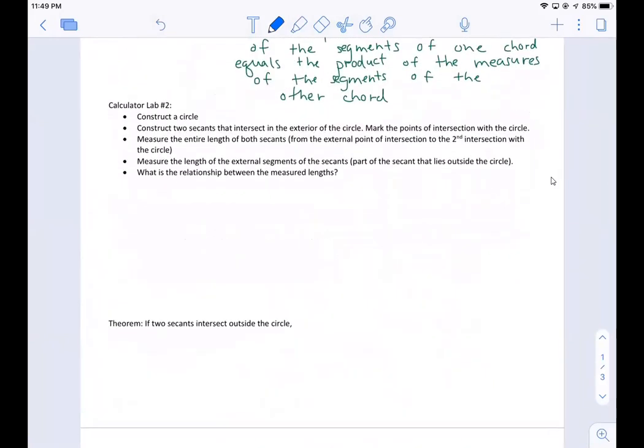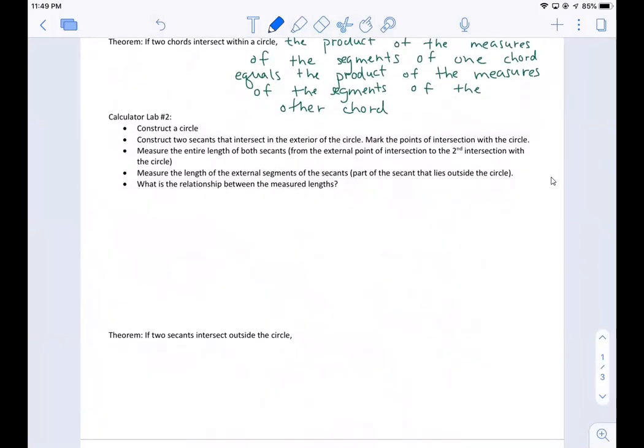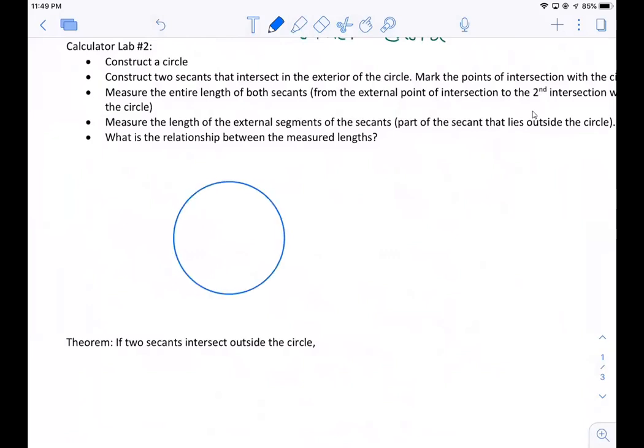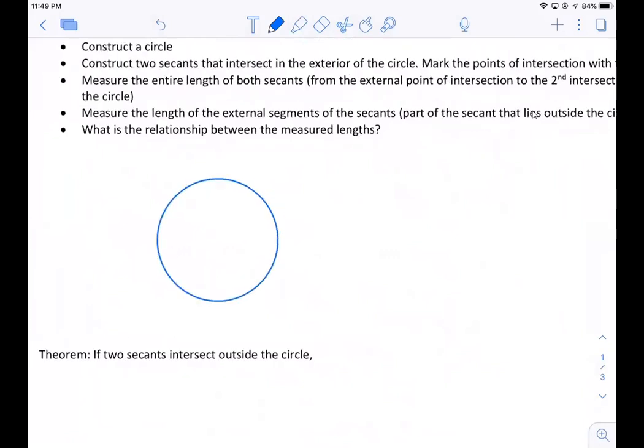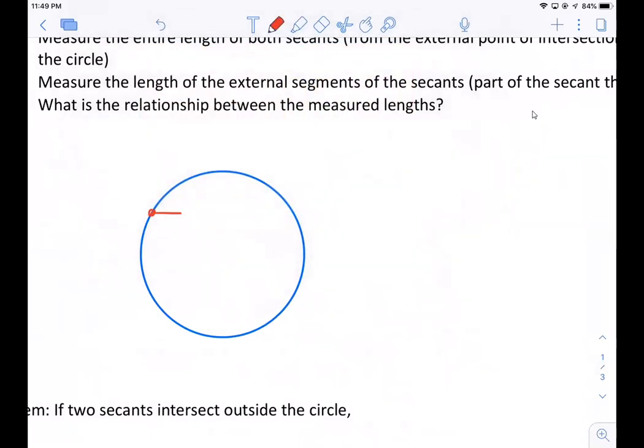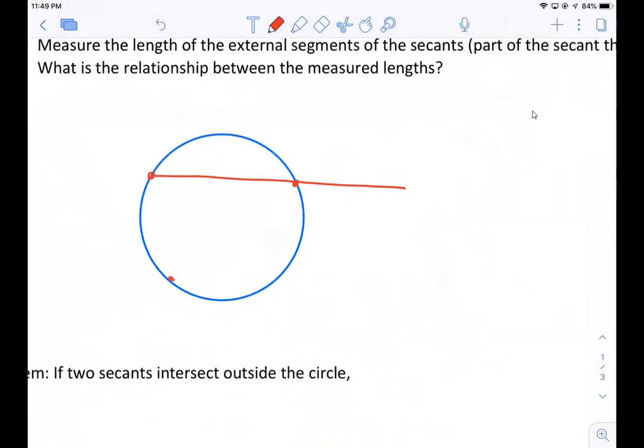And that takes us to our second lab. All right, so lab number 2. Let's see what's going on here. And let me close and reopen Sketchpad so it doesn't time me out. So go ahead and read that lab. Here's a preview of it. You're going to be making a circle. You're going to be constructing 2 secants. So a secant intersects a circle 2 times. So let's say there's one secant. Here is another secant.